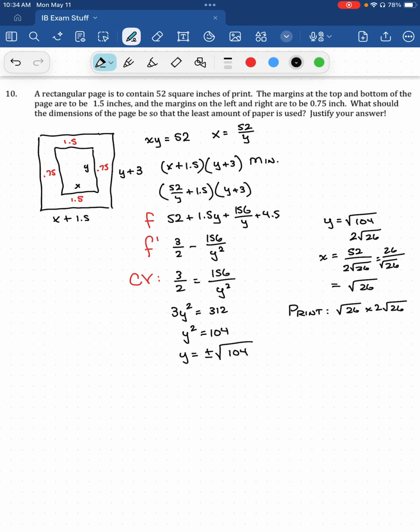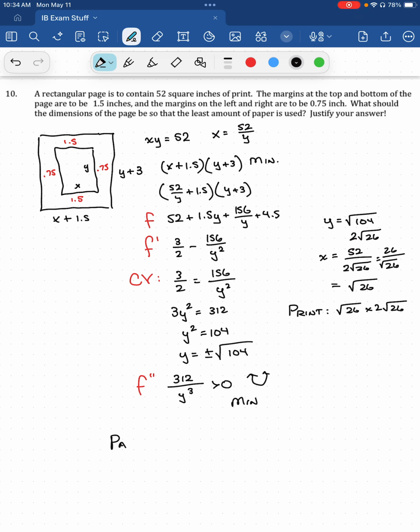Now, we're going to justify and figure out if we answered the question. So first off, justifying with my second derivative, 3 halves is going to go away, so we're just going to get positive 2 times 156, which is 312 over y cubed. Whatever y is, it's greater than 0, so that's concave up. So that is a minimum, which is what we needed it to be. And then my question was the dimensions of the actual paper.